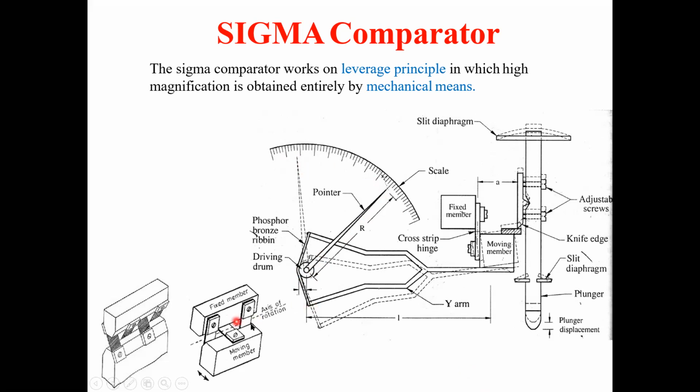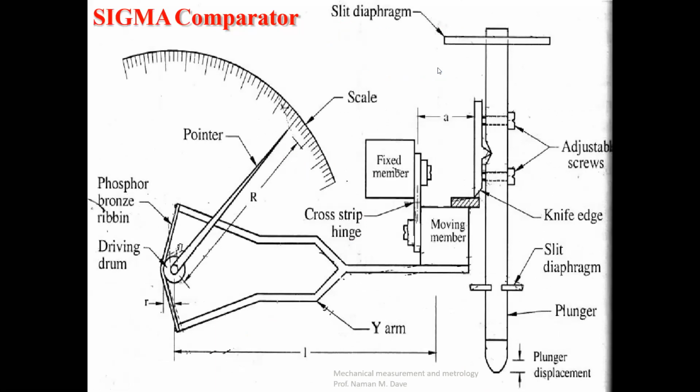If you observe clearly, the fixed member and the moving member are two blocks here, and this indicates the axis of rotation of the moving member because of the push or pull applied by the knife edge. A small movement of the plunger will move upward or downward. When it is moving in the downward direction, this knife edge presses this moving member. When it is pressed, it rotates about the axis.